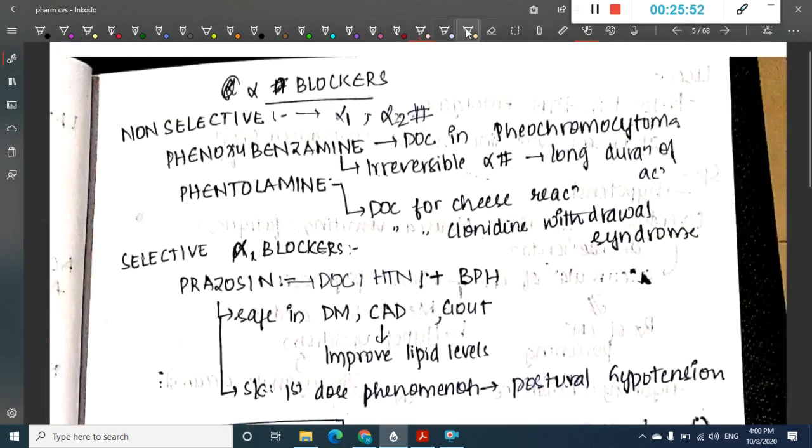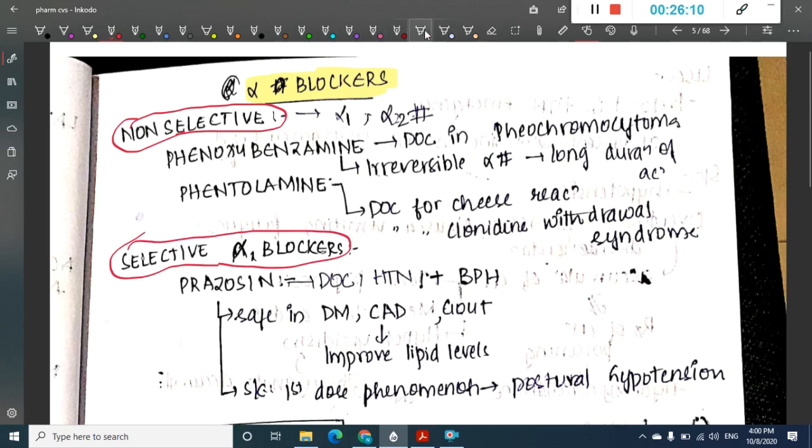Then after beta blockers, the next group of drugs used in hypertension are alpha blockers. We can divide the alpha blockers into two types. One, non-selective alpha blockers. Second, selective alpha 1 blockers. Non-selective alpha blockers block both alpha 1 and alpha 2 receptors, and because of that they are non-selective. These drugs include phenoxybenzamine and phentolamine.